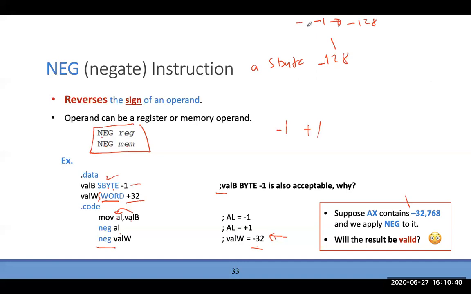The positive range is going to go from 0 to 127. So what if we say negate A? If we say negate A, then this is going to be converted into 128. Is that within this positive range? No, then you're going to get an error, okay? So be careful with that.